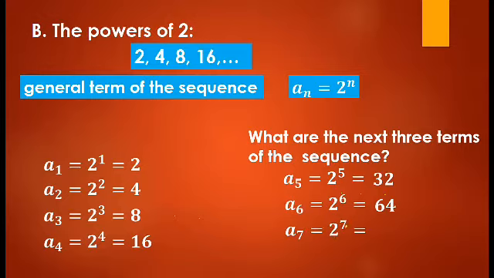Okay, for the last term, for the seventh term, a sub 7, we have a sub 7 equals 2 raised to 7. What is the answer here? We have 128. I hope you got the correct answer for the next three terms of this sequence. Very good. Okay, next.